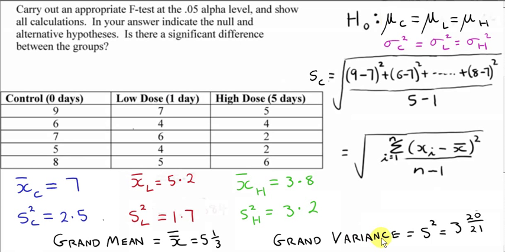Now, to get the grand variance, we cannot sum the 3 group variances and divide by 3. We have to actually feed all 15 values into the calculator. Press the S button, which will give the standard deviation. Square the result, and you should get 3 and 20/21.